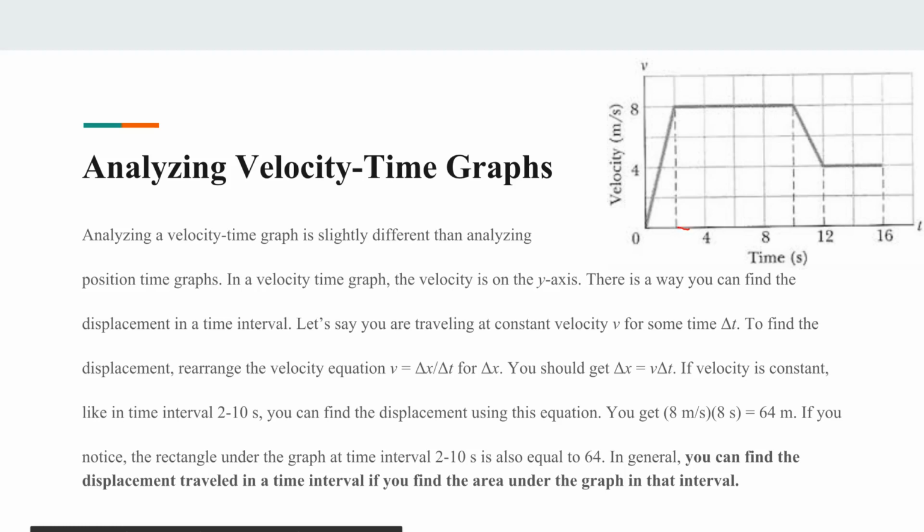this is our time axis. This will be some time delta t, which we already know is 8 seconds. So this is delta t. This is some random time interval, and this is a constant velocity. If this is a constant velocity, then this is a rectangle, and the height of that rectangle is the constant velocity this object is traveling at. So that'll be v. We know area is equal to length times width.